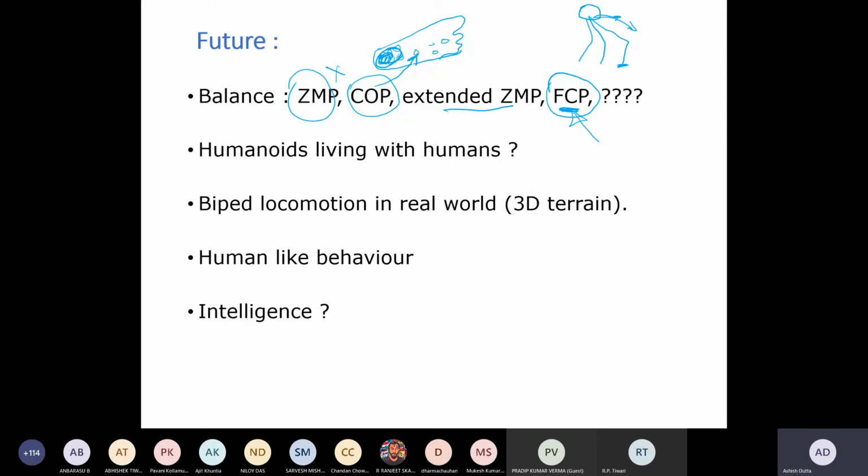So balance is still not well understood in 3 dimensions. So this is an open area, mechanics, dynamics. Humanoids living with humans. Then biped locomotion in real world. Human-like behavior and intelligence. So this is the direction of bipedal research today.